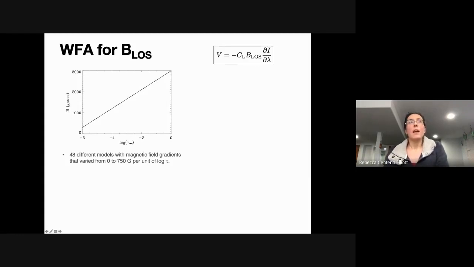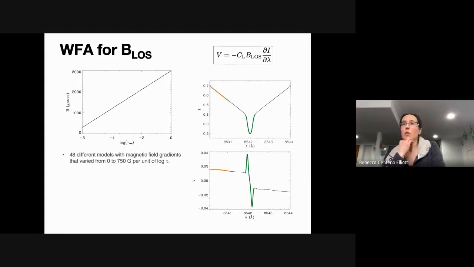And this panel is just showing one of the model magnetic fields. It has a linear gradient as a function of height in the atmosphere. From each one of my models, I generated the Stokes spectra. This shows Stokes I and Stokes V as a function of wavelength. And then I applied the weak field approximation in the core of the line and the wings of the line separately. So in the core, it's represented by green and the wings by orange. I did this with the hopes of extracting meaningful values for the magnetic field in the photosphere and the chromosphere separately.